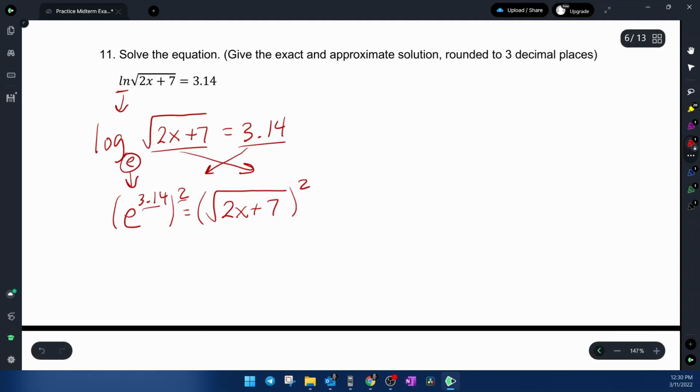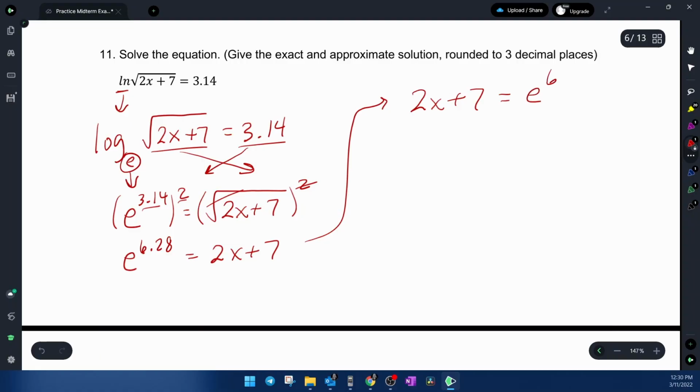Remember, when you have an exponent raised to another exponent, that's when you multiply. And that would give me e to the 6.28 equals 2x plus 7. And I've got a couple more steps and I'm done. Okay, so I'm going to recopy this. 2x plus 7 equals e to the 6.28. Moving the plus 7 over is going to make that minus. And then I would need to divide both sides by 2 and give the exact value.